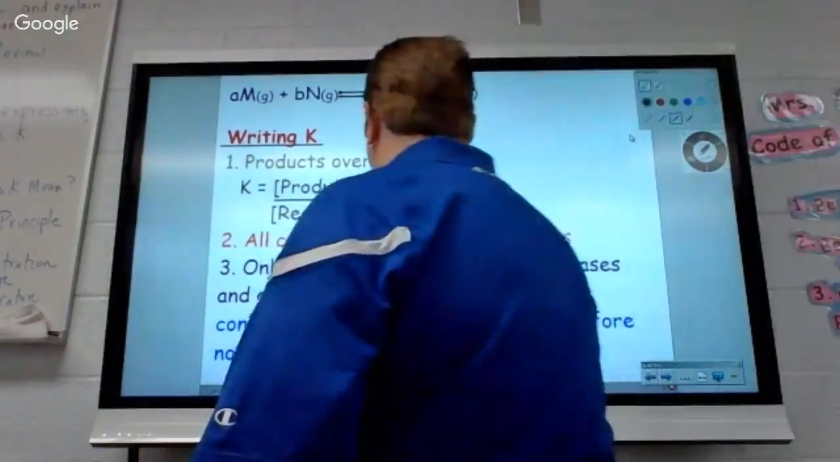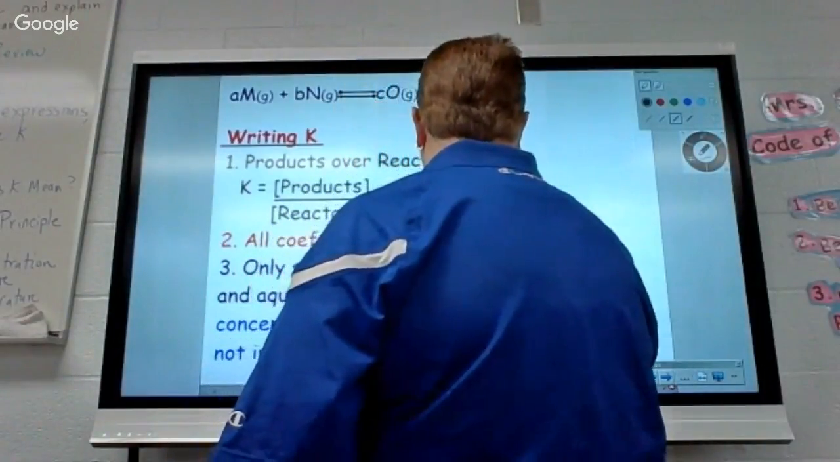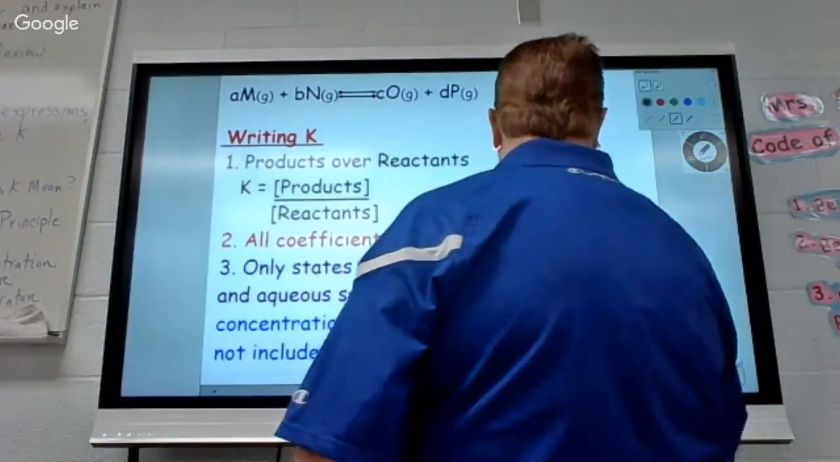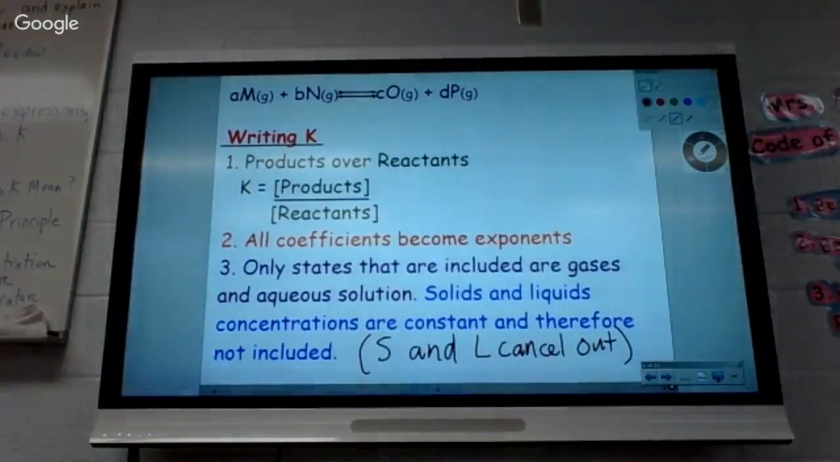So I'm just going to write here solids and liquids cancel out. We're not keeping those. We're only keeping gas and aqueous. We're getting rid of those 2 states. Gas and aqueous stay. Solids and liquids, we're chucking.